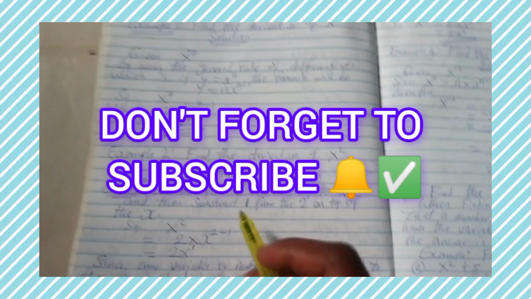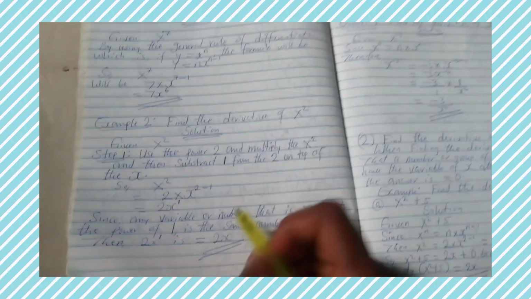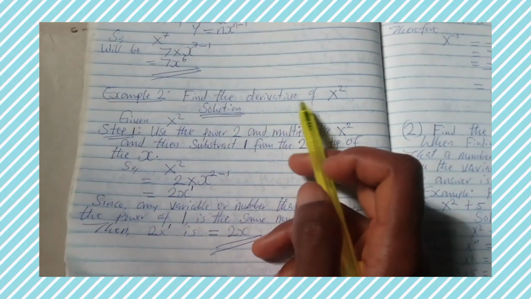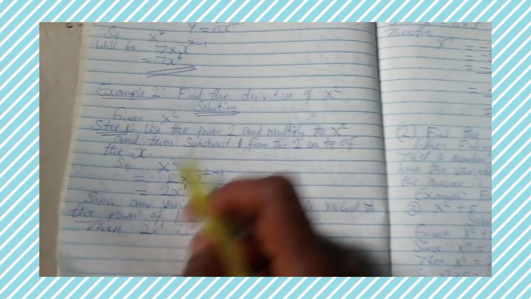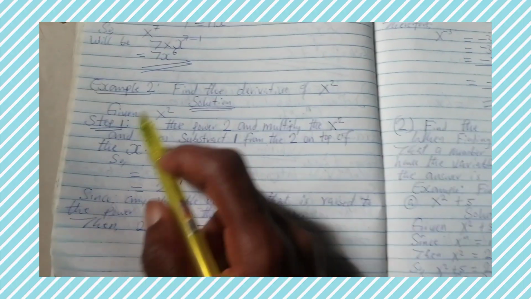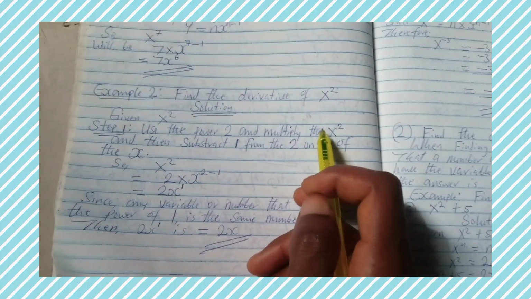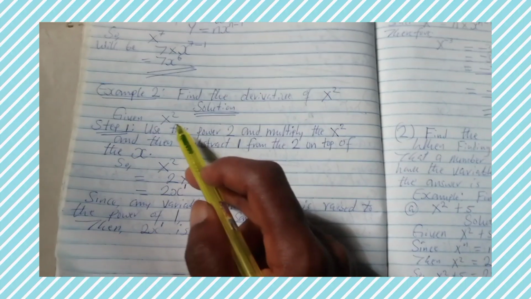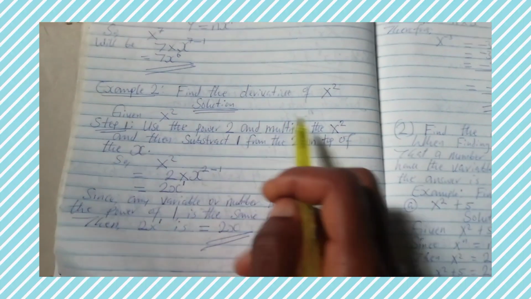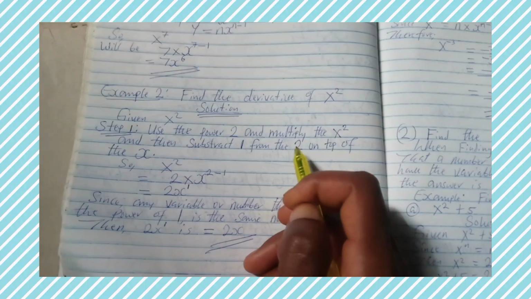Let's look at another example, example 2, in this power rule of differentiation. Example 2, they say we should find the derivative of x to the power of 2. How are we going to solve it? We use the same method. Given x to the power of 2, step 1, what we are going to do is use the power and multiply it by x raised to the power of 2. That means the power of 2 we have here, we use it to multiply the function, and then subtract 1 from the power, which is 2 on top of the x.